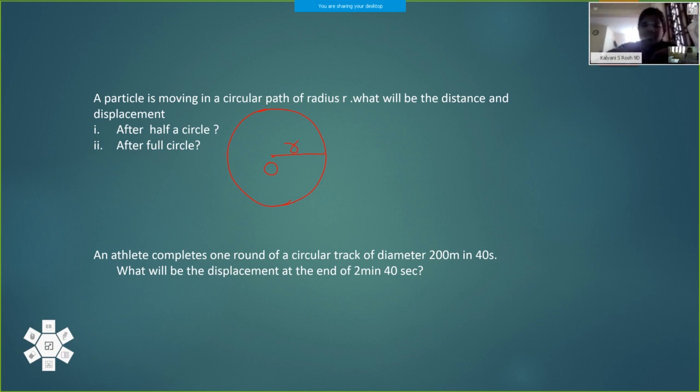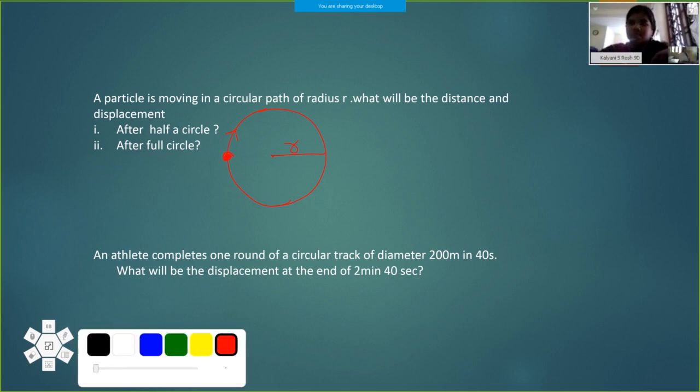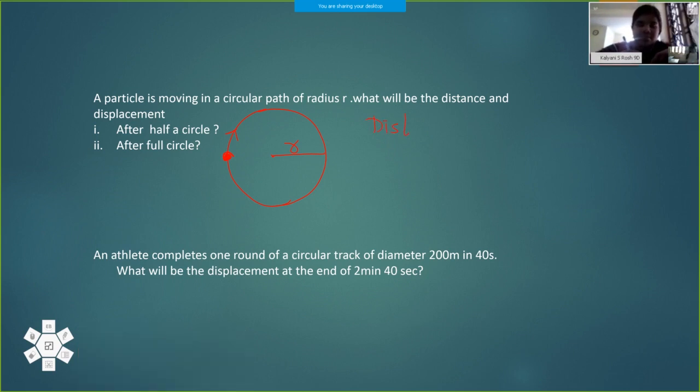So here the object is moving in a circular path having radius r. So this is the center and it has a radius r. So a particle is starting from here. This is a particle. This particle moves like this. And what will be the distance covered? So we can calculate here the distance and displacement.